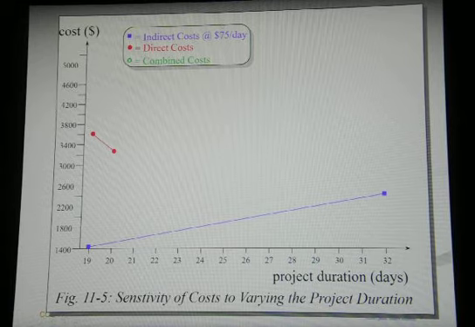Every project costs us a certain amount of money per day, and that would be to cover internet, electricity, a car rental, and so on, printing, papers, all of these. So it's about $75 a day.